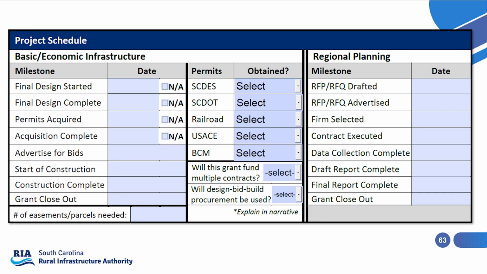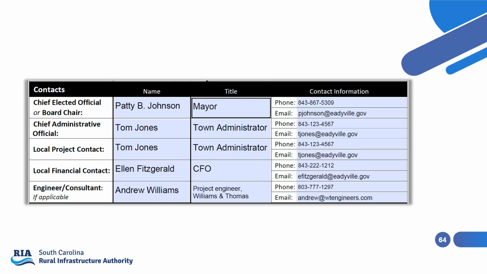The standard design, bid, build is the preferred method for RIA-funded projects. If you intend to do something different, like construction manager at risk, you'll need to justify that choice in the narrative and tell us more about how it will be carried out. Of course, we'll need you to provide contact information.